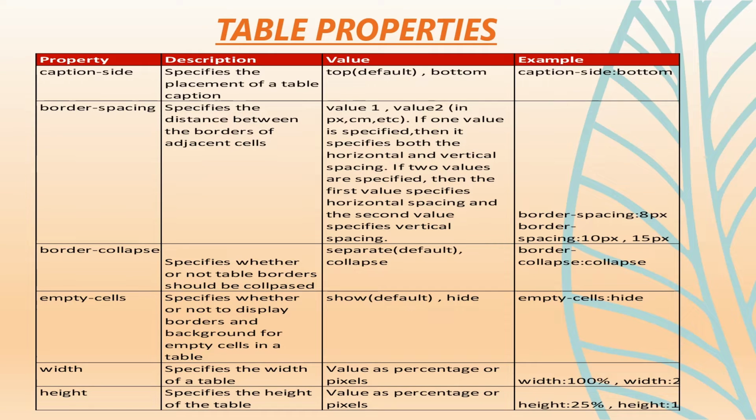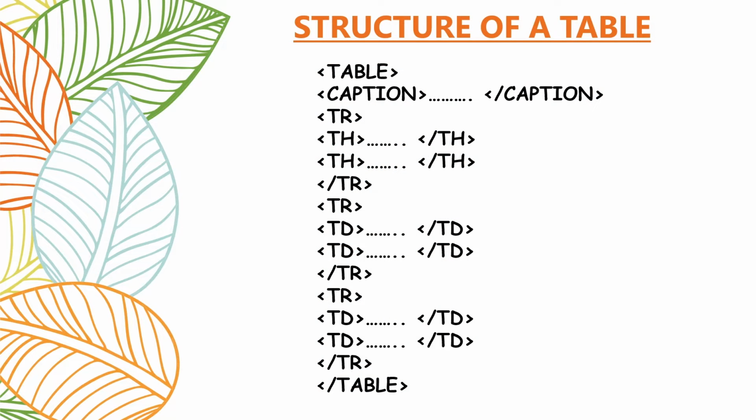Empty-cells means whether you want to show or hide the empty cell. If a table has an empty, blank cell, you can hide it, or if you want, you can show it. And width and height are the width and height of the table. And this is the structure of the table.